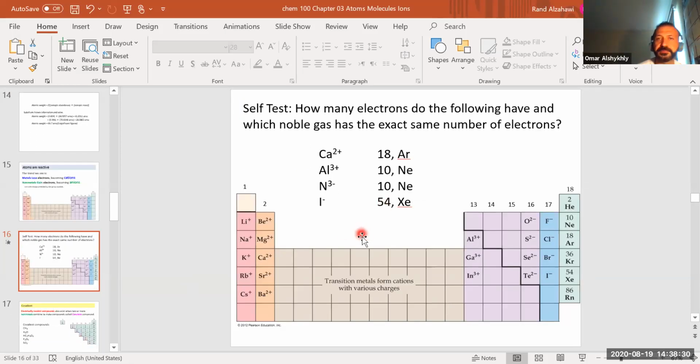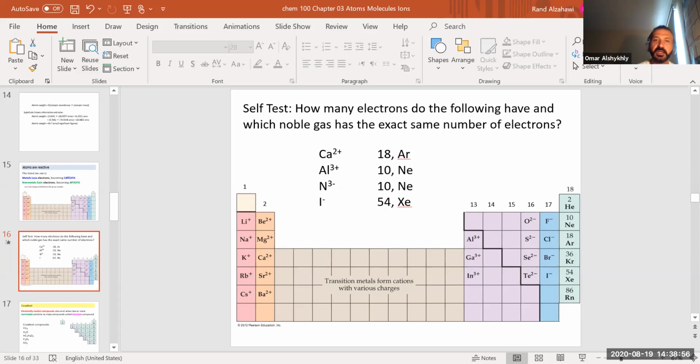Now, how many electrons do the following have, and which noble gas has the exact same number of electrons? You can know, by the way, for some elements, especially if they're in the main group. The main groups, guys, are group 1, 2, 3, 4, 5, 6, 7, 8. We have 8 main groups. This is the transition metals. Also, we have lanthanides and actinides below that.